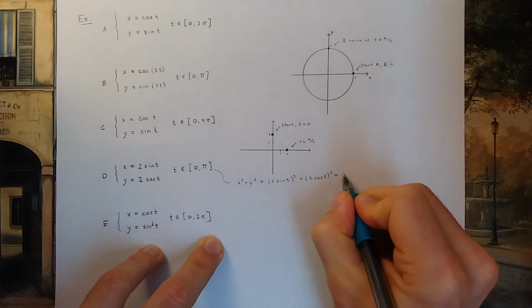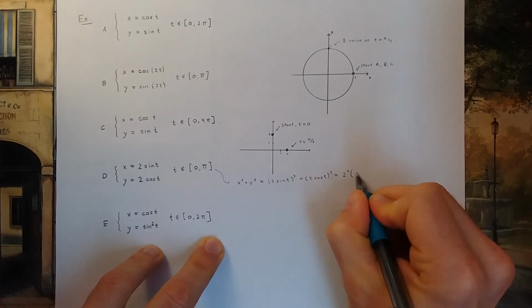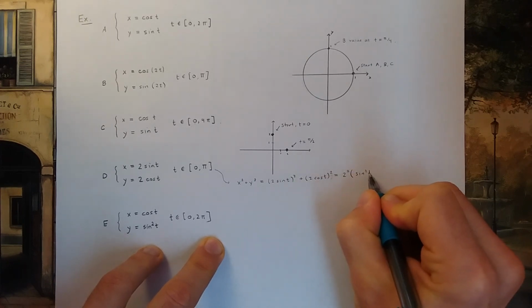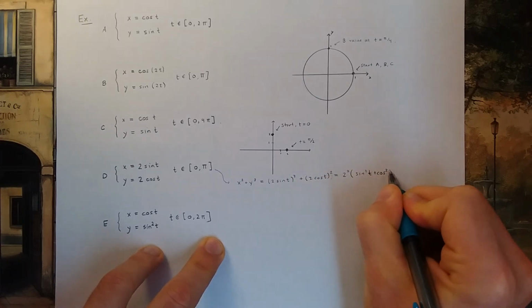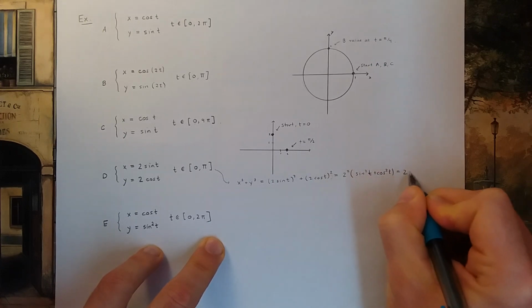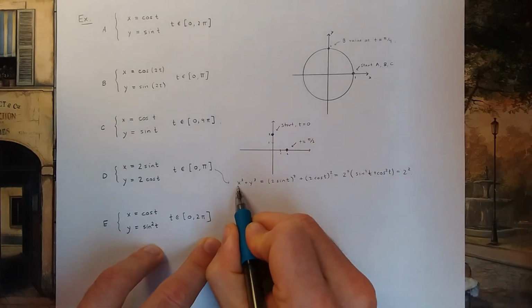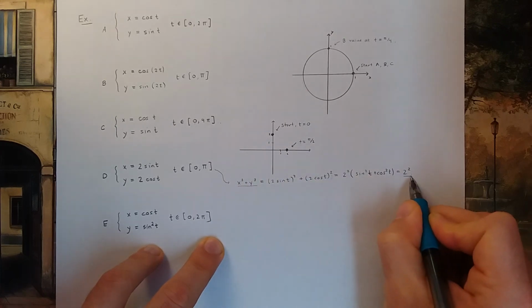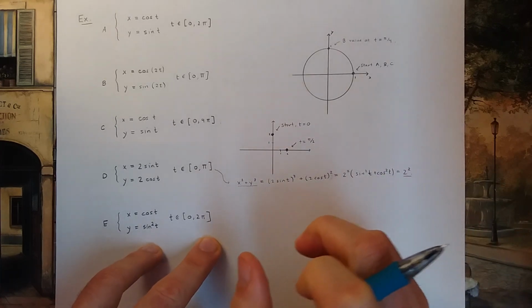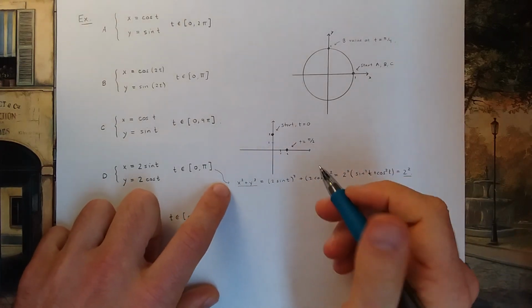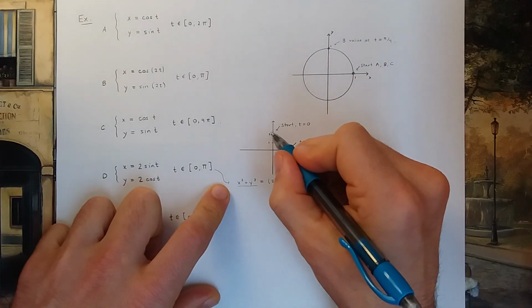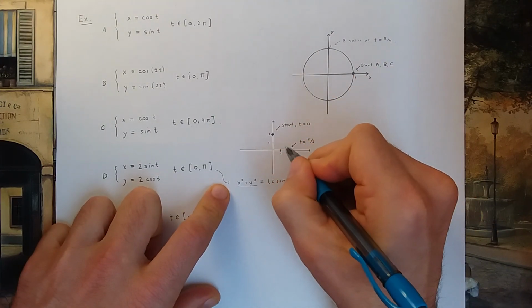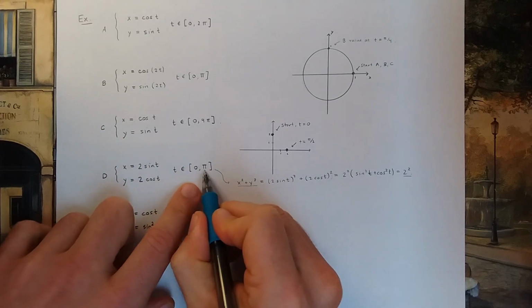So this would be 2 squared sine squared t plus cosine squared t, which would be 2 squared. And I get the equation for a circle. X squared plus y squared is 2 squared. So it's a circle of radius 2, but it's more than that. It's traversed in the clockwise direction, and it doesn't trace out the full circle.